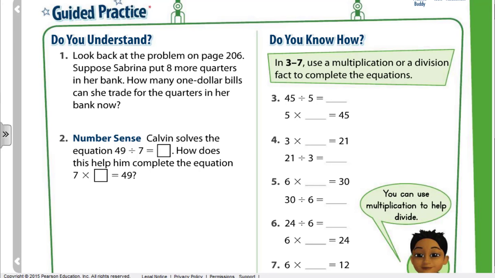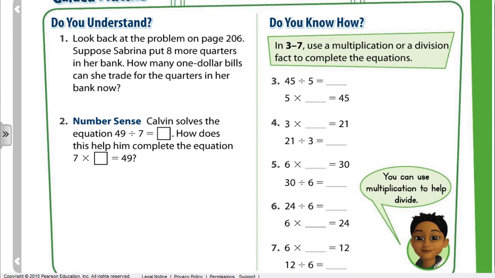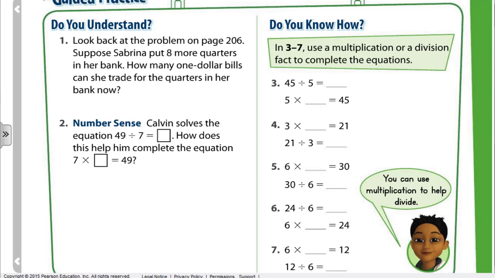Okay, now we will solve question number one, and I want one of my heroes to help me, so I will read the question first. Let's see the question. Look back at the problem on page 206. Suppose Sabrina put 8 more quarters in her bank, how many $1 bills can she trade for the quarters in her bank? Okay, to answer this question, of course, we need to move back to page 206.